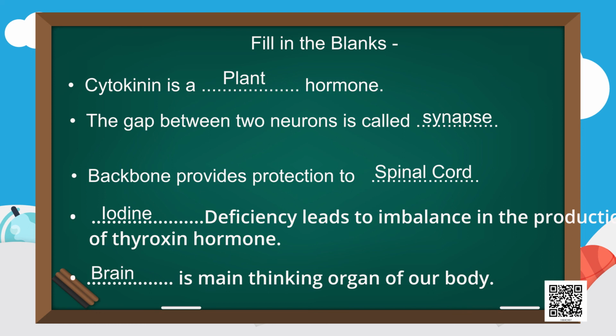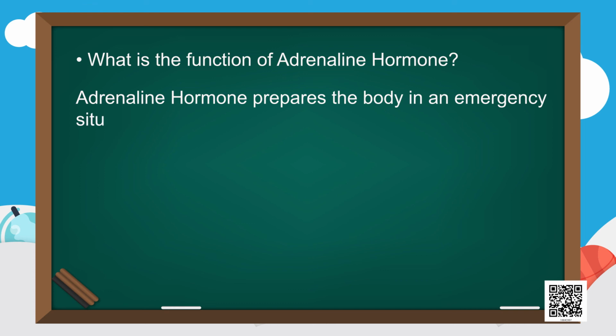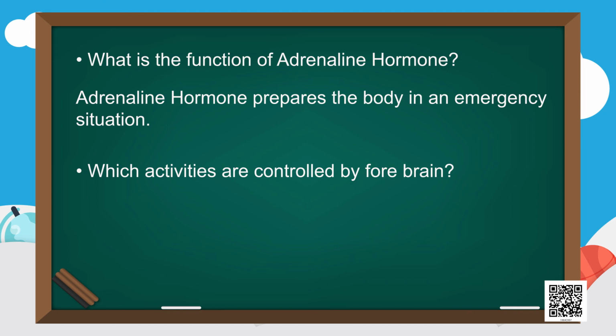My next question is, what is the function of adrenaline hormone in our body? And the answer is, adrenaline hormone prepares the body in an emergency situation. That means when we have to decide whether we will face the situation or run away, which means fight or flight.